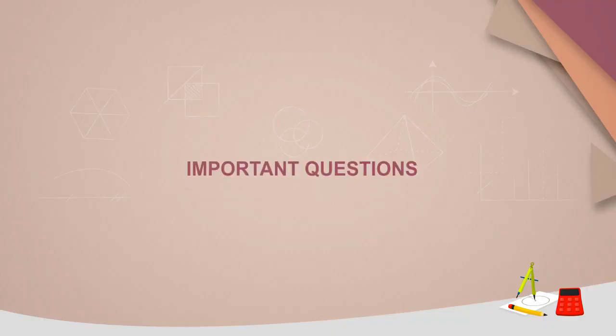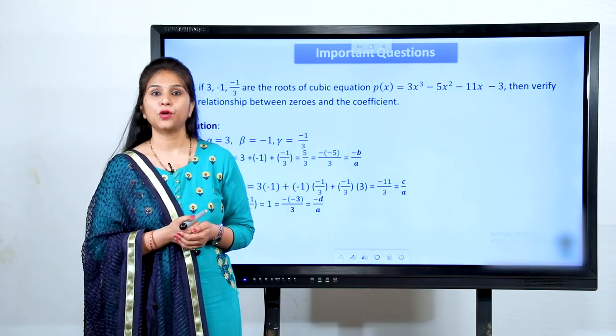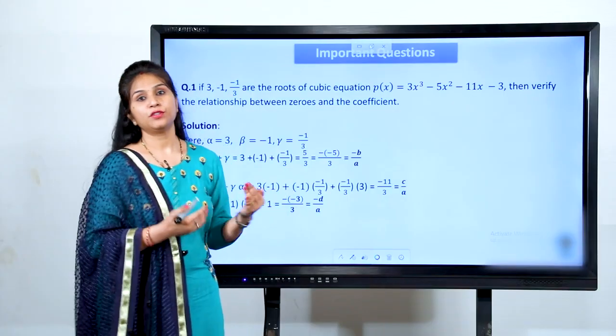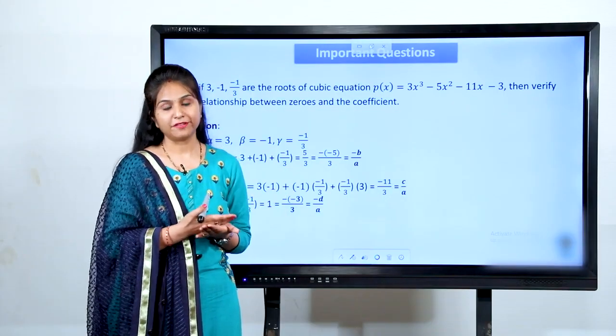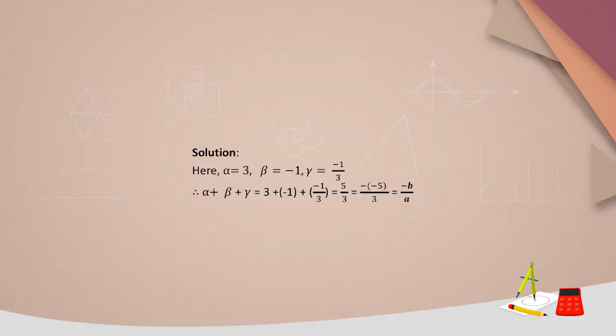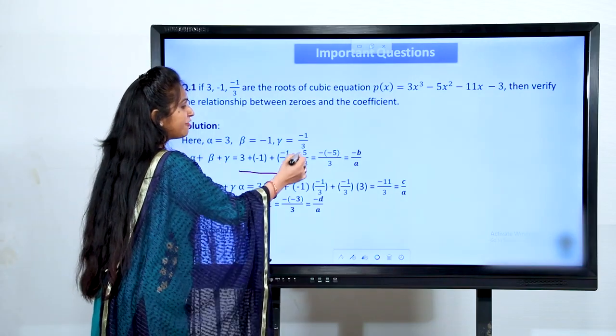Let us discuss one very important question which is based on the relationship between the zeros and the coefficients of a cubic polynomial. Here it is given to you that 3, minus 1 upon 3 are the roots of the cubic polynomial 3x cube minus 5x square minus 11x minus 3. Then we need to verify the relationship between zeros and the coefficients. So again, you know the relation. First we will do alpha plus beta plus gamma, that is the sum of roots. That is 3 plus minus 1 upon 3. The sum is going to be 5 by 3.